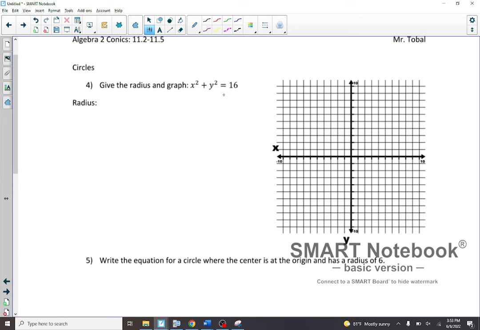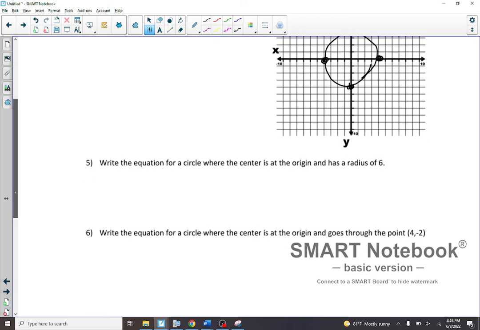Okay, graph the circle given this. The radius is r squared, so the circle here has a radius of 4. Which means the coordinate points are going to go 4 up, 4 right, 4 down, 4 left. Make a quick circle. There you go, very easy.